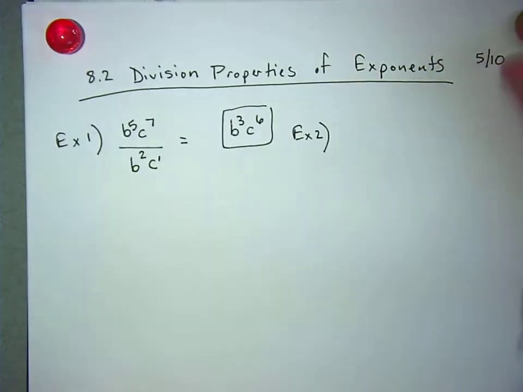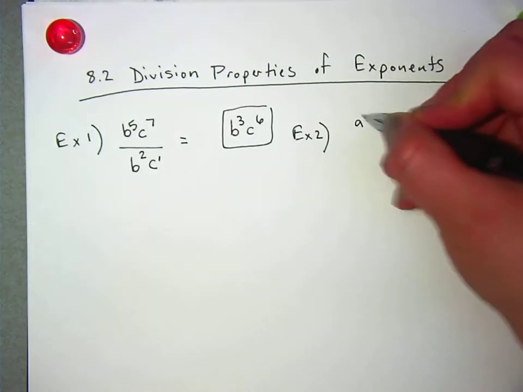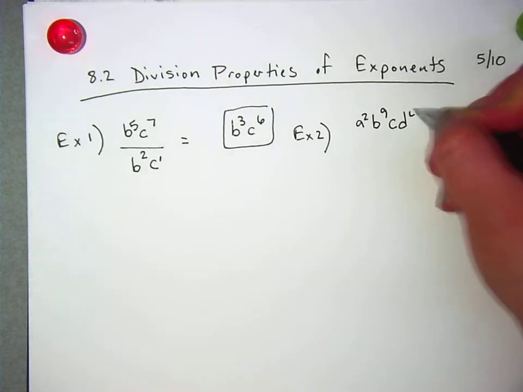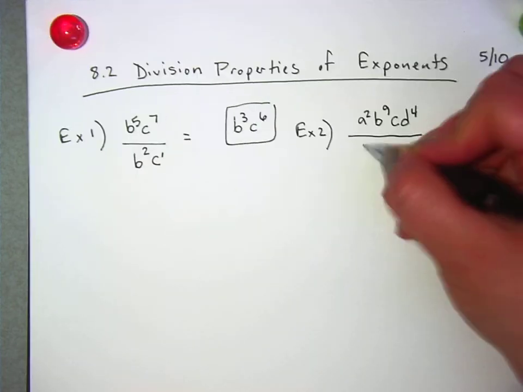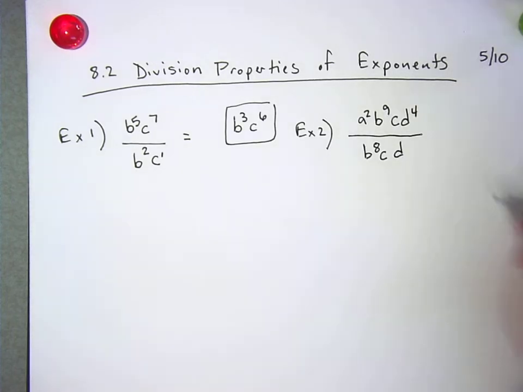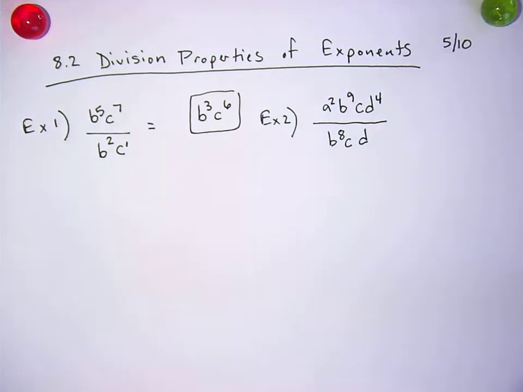All right, your turn. A squared, B to the 9th, C, D to the 4th, over B to the 8th, C, D. All right, you try that by yourself right now. I'll definitely give a prize to somebody who gets this right.